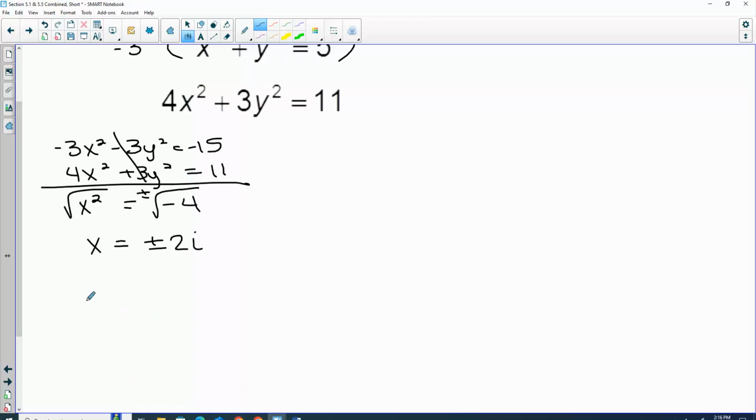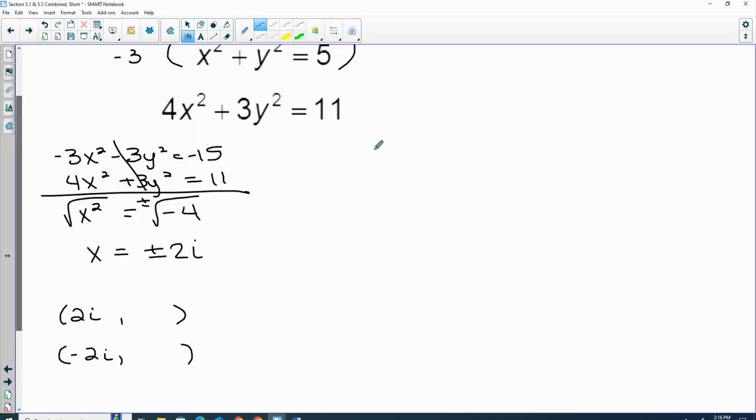So currently, I have two solutions. X could be 2i or x could be negative 2i. We have to plug those in to get y. So if x is positive 2i, what is 2i squared? Becomes 4i squared, which is negative 4.